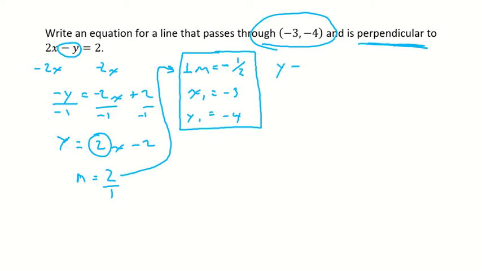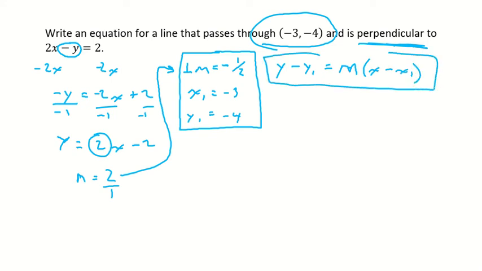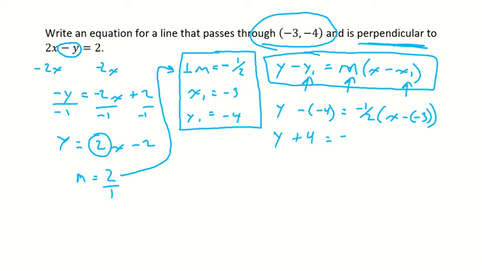We will use the point-slope form of a line now, since we have a specific point. And we're going to substitute that specific point into the x1, y1, and the perpendicular slope that we found. We'll simplify this up a little bit. This would be an acceptable answer because we do have the equation that satisfies the parameters they gave us. It passes through the point (-3, -4), and it is perpendicular to the line 2x minus y equals 2.